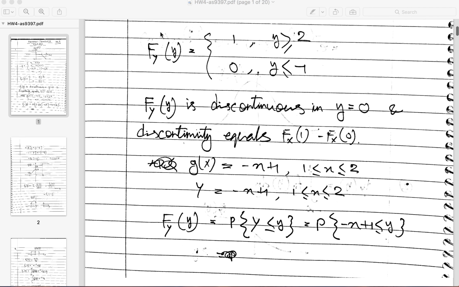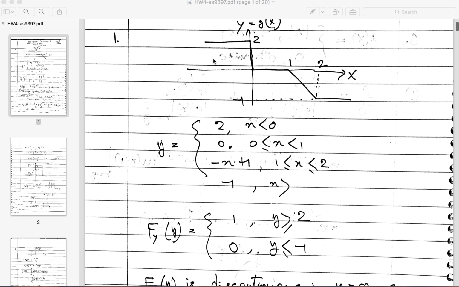So now we define Fy of y. From the diagram, if the value of y is greater than 2, then all points of the random variable lie within this bound. So capital Fy of y is 1 when y is greater than or equal to 2, because all the values of the random variable lie within 2. Similarly, Fy of y equals 0 when y is less than or equal to minus 1, because the value of the random variable varies from minus 1 to plus 2. So if y is less than minus 1, its probability is 0.